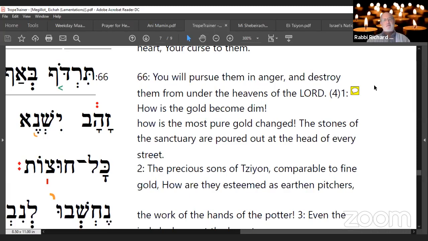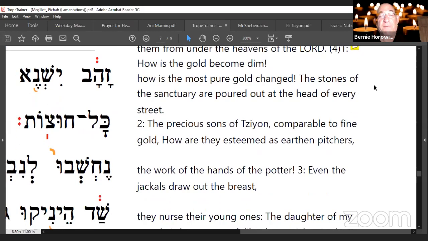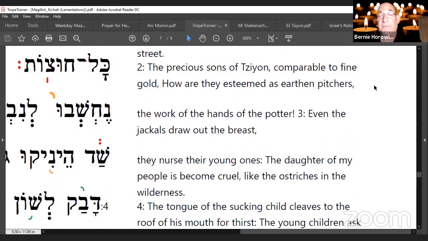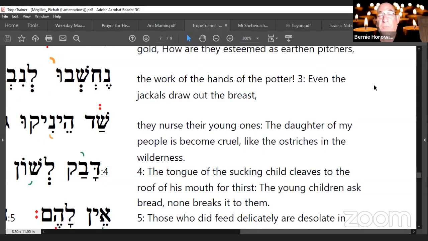How is the gold become dim? How is the most pure gold changed? The stones of the sanctuary are poured out at the head of every street. The precious sons of Zion, comparable to fine gold, how are they esteemed as earthen pitchers, the work of the hands of the potter? Even the jackals draw out the breast. They nurse their young ones. The daughter of my people is become cruel, like the ostriches in the wilderness.